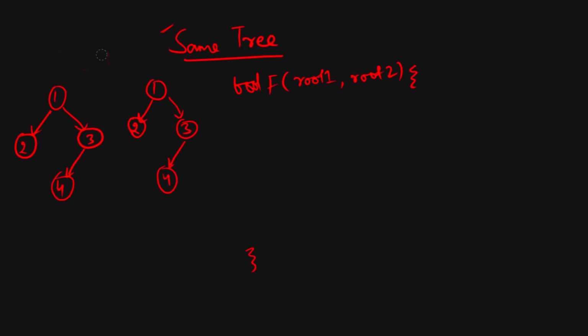Okay, so the first condition: if both root 1 and root 2 are null, in that case I will return true. If both of them are null, then I will return true, because both of them have zero nodes, so I do not have to check the values.